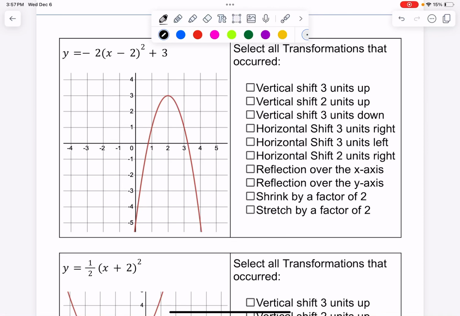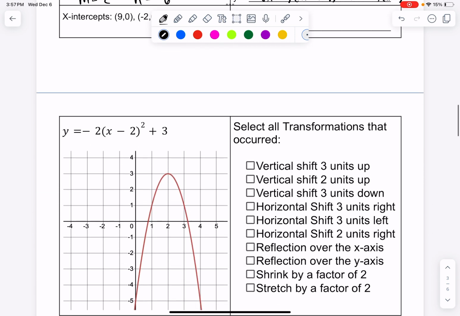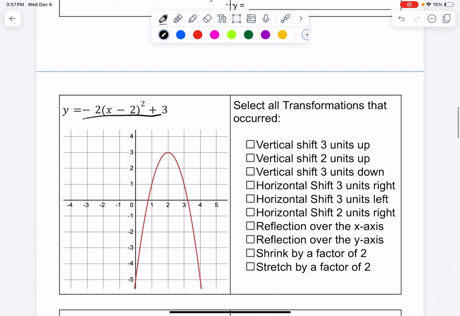So previously what we just did was being able to take information and create a function. Now that we're given a function and a graph, we should be able to select those transformations. So transformations are just a fancy way of saying changes that occurred to our graph.